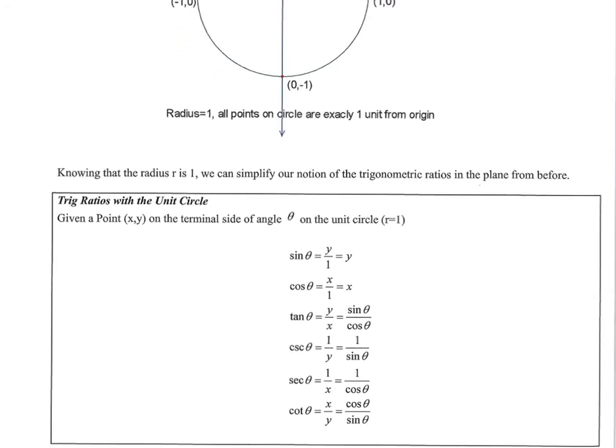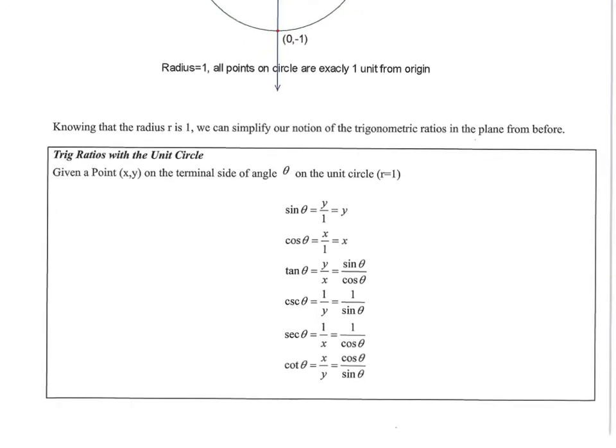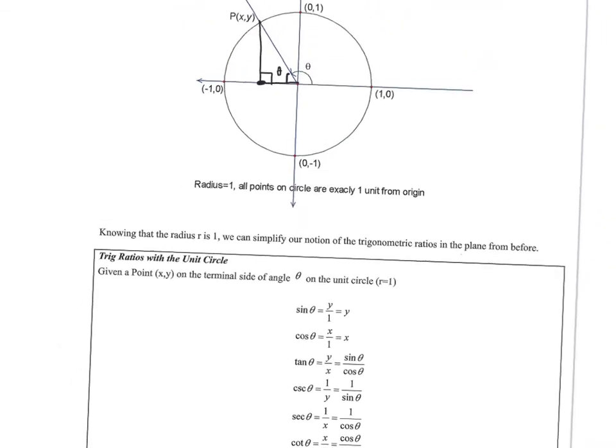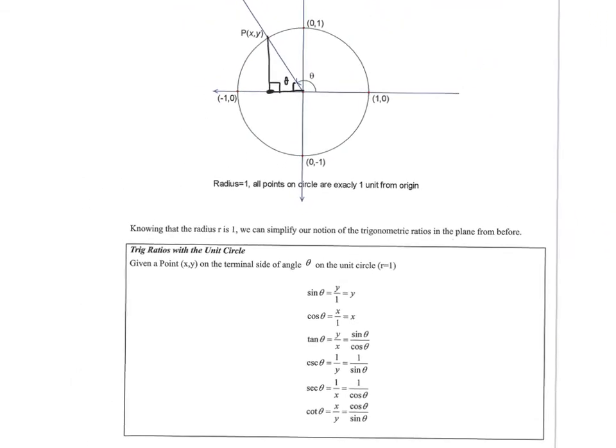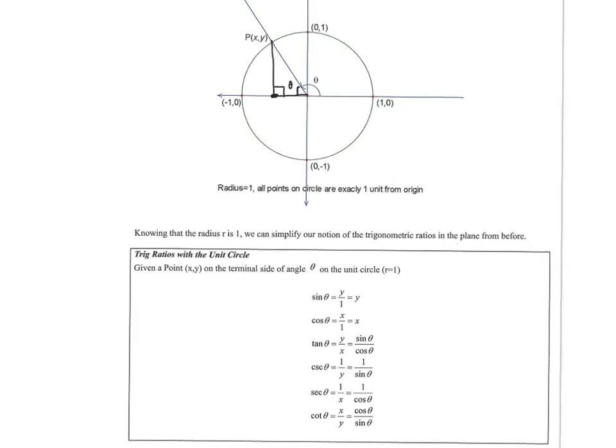So knowing that the radius r is 1, we can rewrite all of our trig ratios using the plane. If we start with sine, going back to this picture, with our angle theta formed with the x-axis, we label the x and y coordinates: x along the bottom here, y here, and our radius is 1. The opposite side would be y, and our hypotenuse would be 1, which simplifies to y.